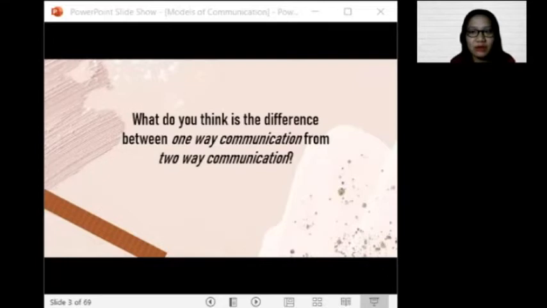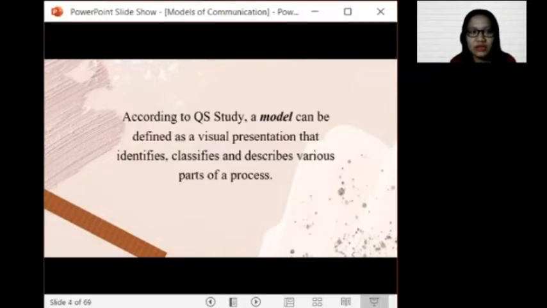And here, the feedback from the receiver is very important because there is a simultaneous exchange of ideas between the participants. Now we're going to identify the three major models of communication. First, we need to identify and explain what we mean by the word model. According to the QS study, a model can be defined as a visual presentation that identifies, classifies, and describes various parts of a certain process.